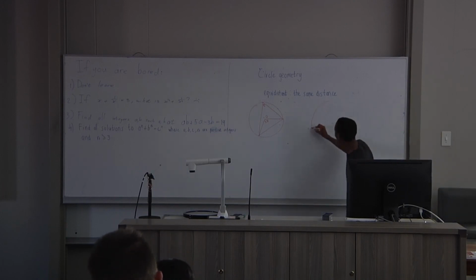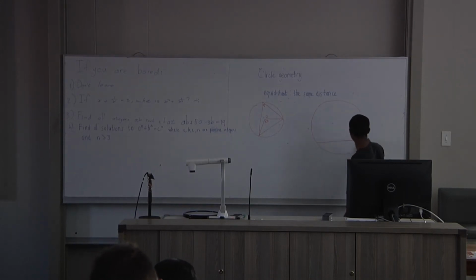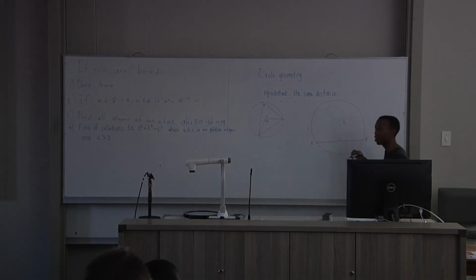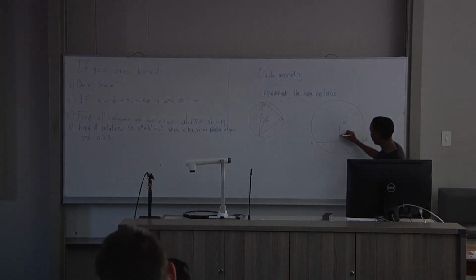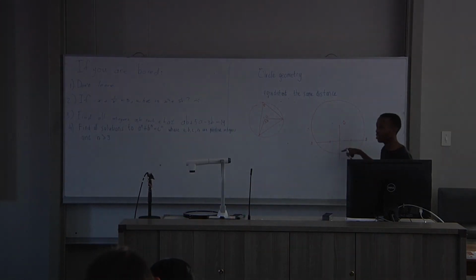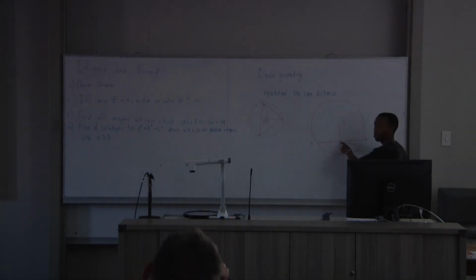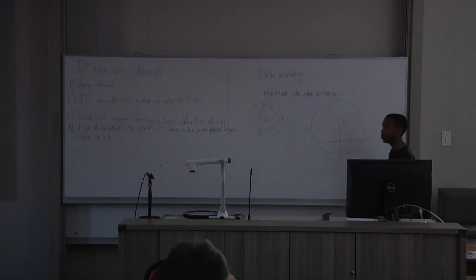And another property is that if you have a chord AB in a circle and its center O, and you drop a line from the center that bisects the chord, then that has to be 90 degrees. And also the other way around, if you drop a line onto the chord AB and it is 90 degrees, then these two have to be equal. And we're going to do a wonderful proof for it.